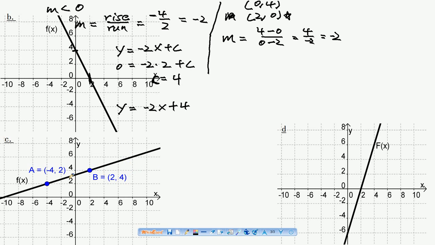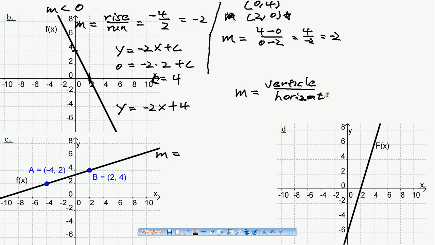Question C provides us with 2 points, point A and point B. From the shape of the straight line, the gradient is positive. So m is the vertical distance divided by the horizontal distance. Rise over run, same thing.